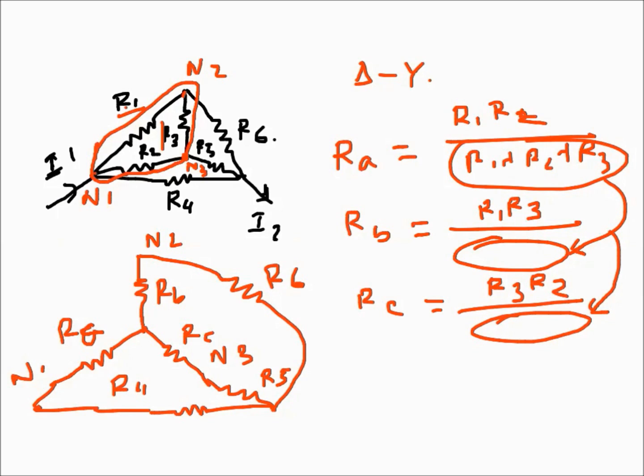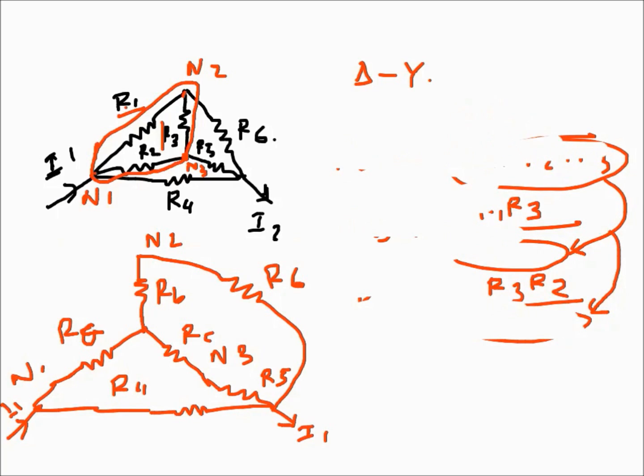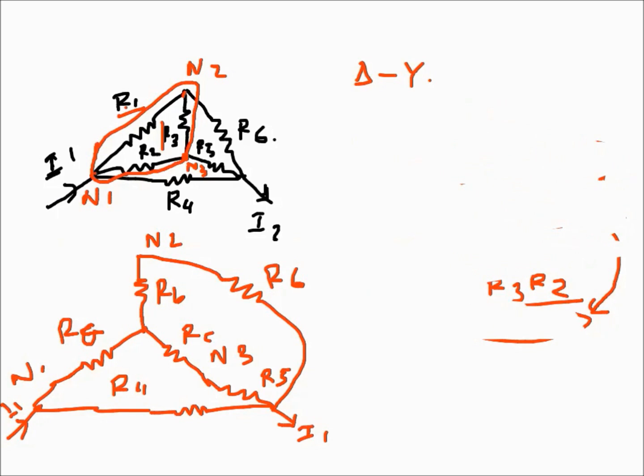So this is the new arrangement now. We still have I1, I2 going that way. So RA, RB, RC, which is the Y equivalent of the delta arrangement, can be found from there. So I will erase this part, and so the final thing is here.